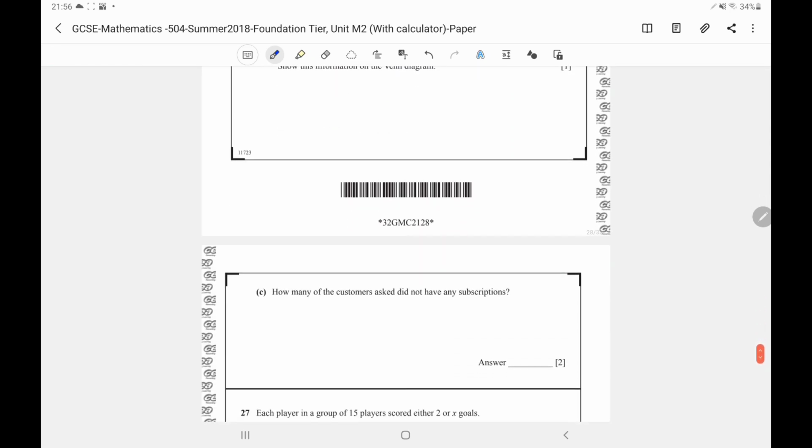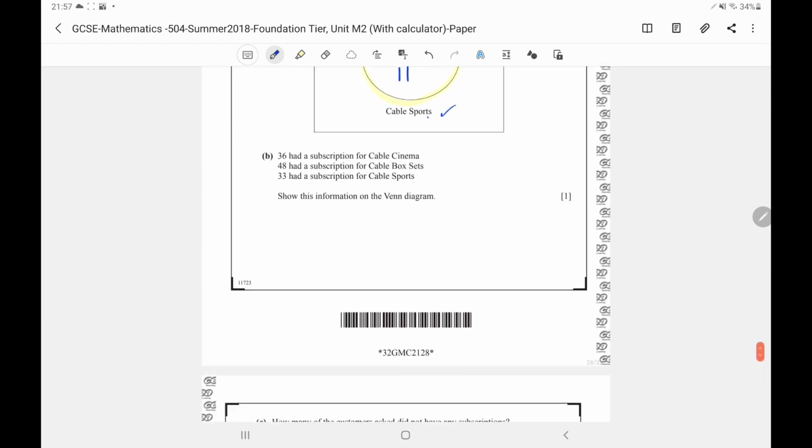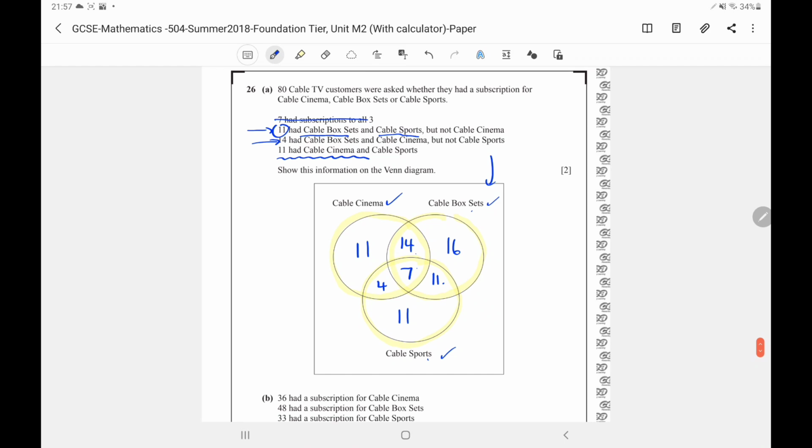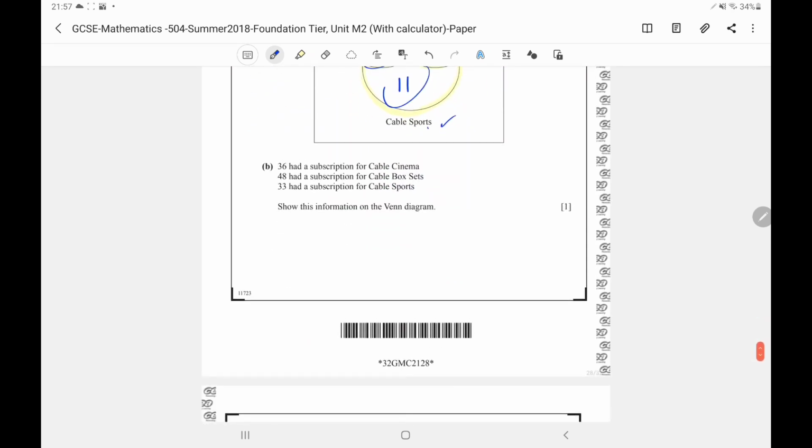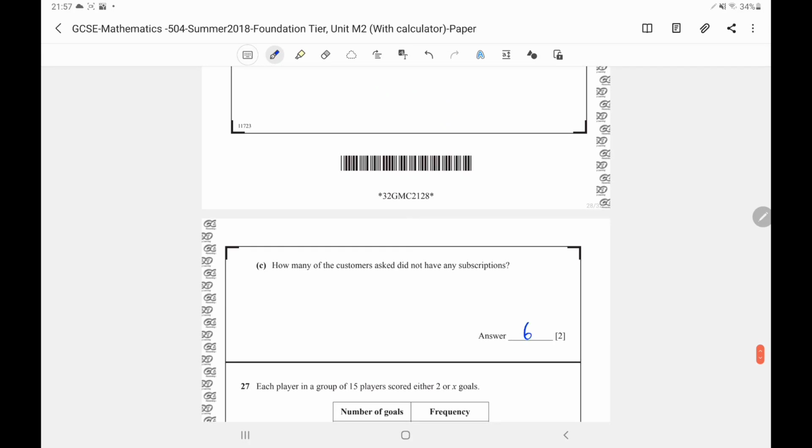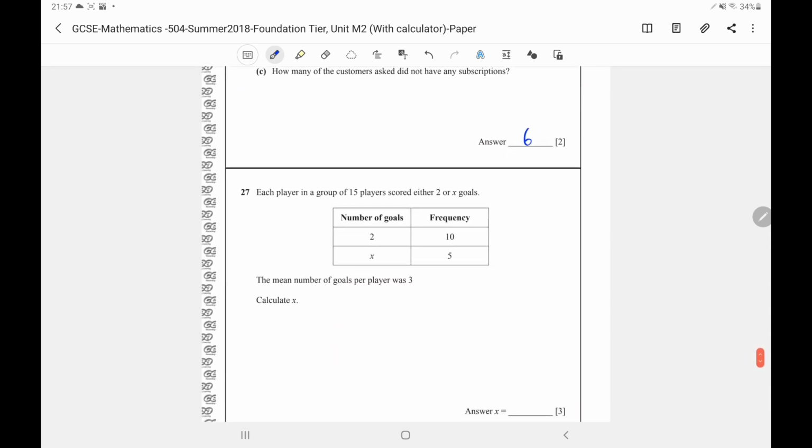How many of the customers asked did not have any subscriptions? Well, just go back to the question, 80 people were asked, and if we add up 11, 14, 16, 4, 7, 11, 11, we are 6 short of 80. So just add up everything you have in the Venn diagram and subtract from 80, and you get 6.